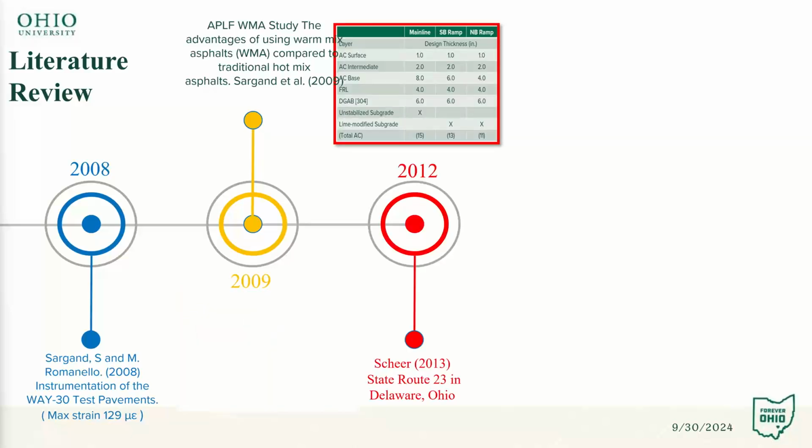In 2013, another study on the US 23 route also showed the different thicknesses used.